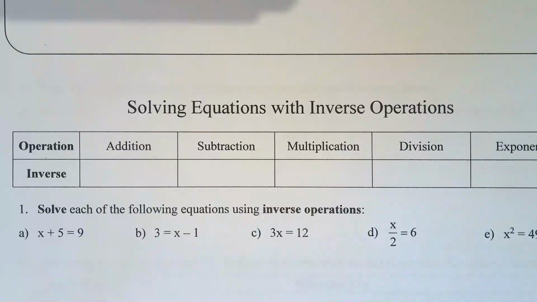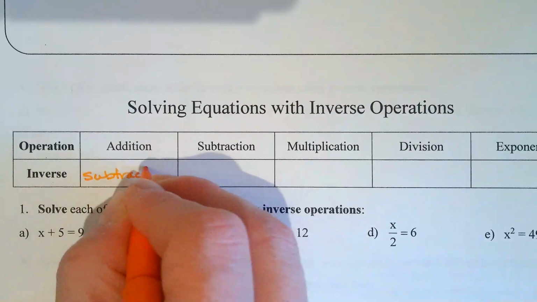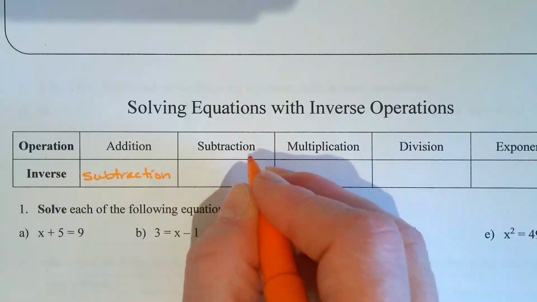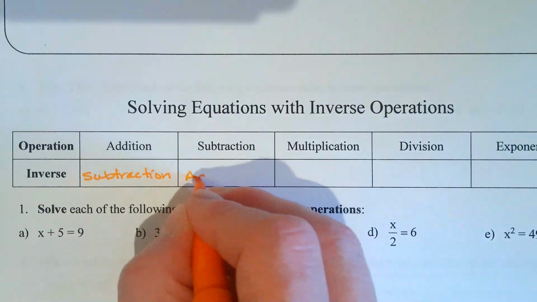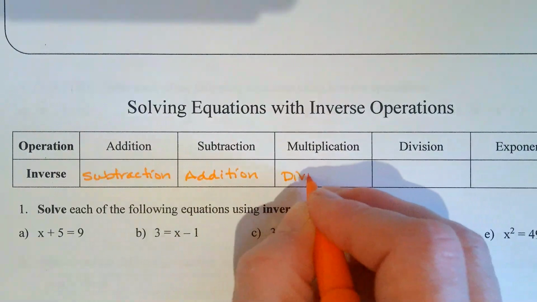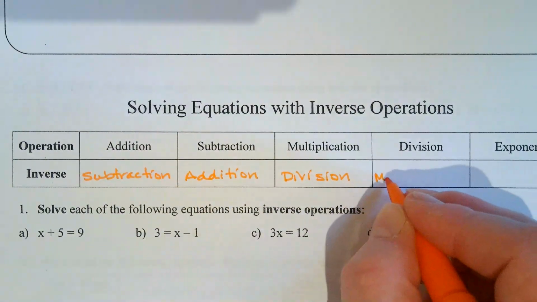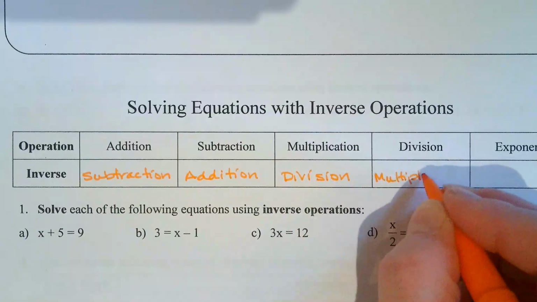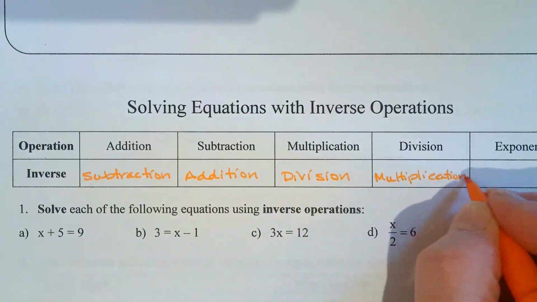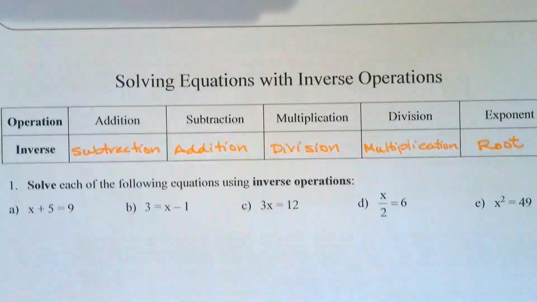Okay, so we're going to look at solving equations with inverse operations. The inverse of addition is subtraction. The opposite of subtraction is addition. The opposite of multiplication is division. The opposite of division is multiplication. And the opposite of an exponent is doing a root.